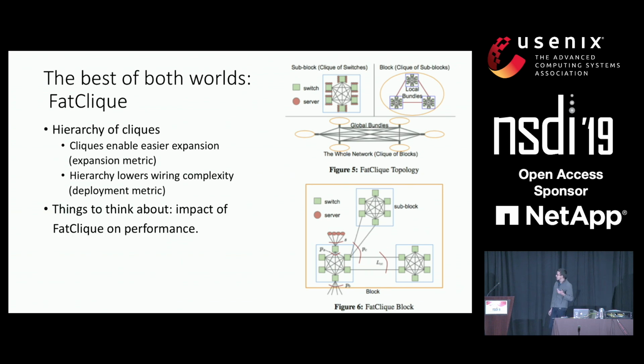The one thing to think about, which this paper doesn't address in too much detail, is they talk about all of these management metrics, but it's unclear how fat clique compares to, say, CLO or Jellyfish kind of topologies on performance. So yeah, that's about it.